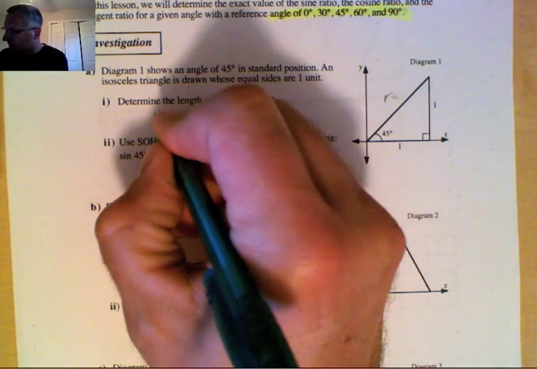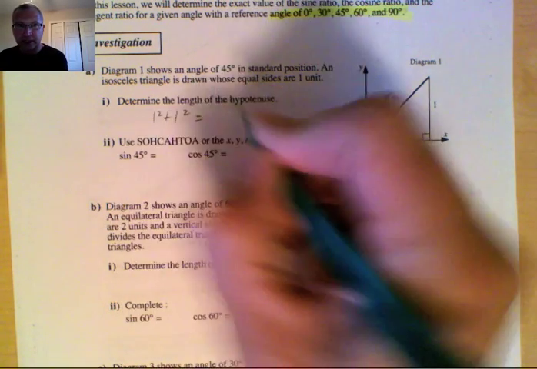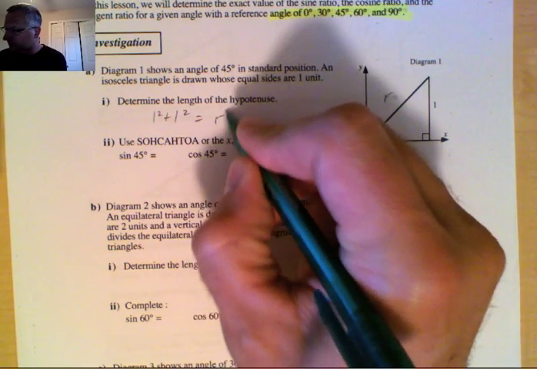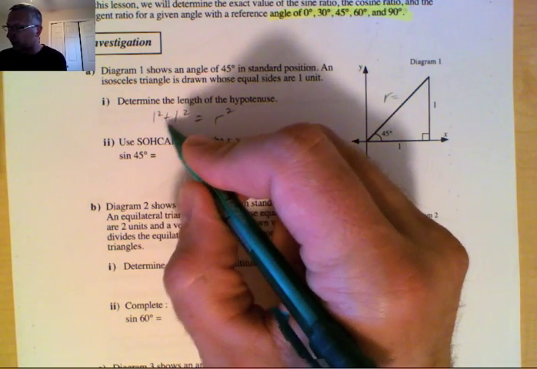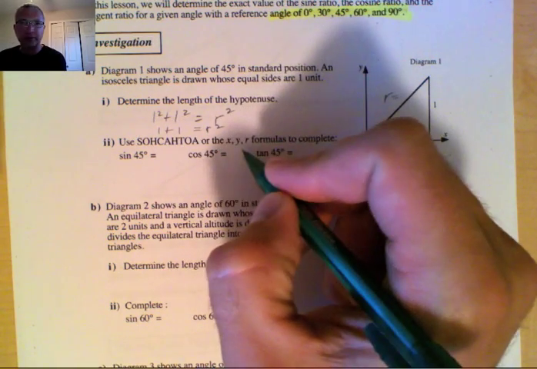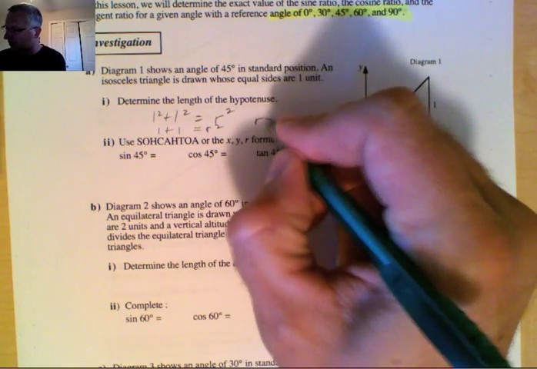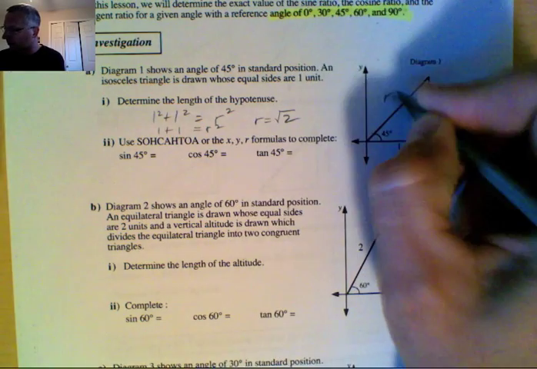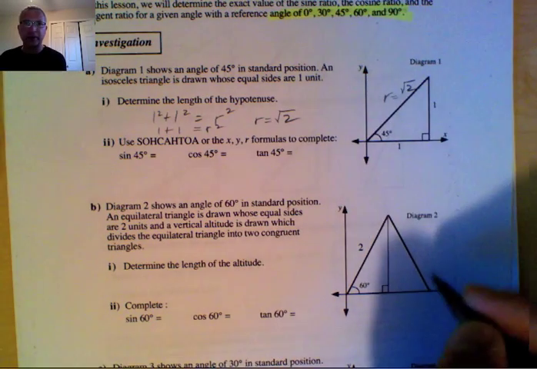So we're going to get 1 squared plus 1 squared equals r squared. Well, 1 squared is 1. 1 squared is 1. So we get r squared to be 2. And if we take the square root of r squared, we get root 2 for our hypotenuse.